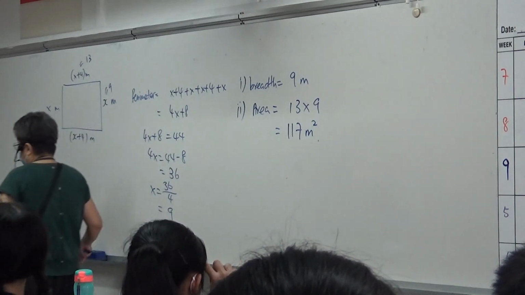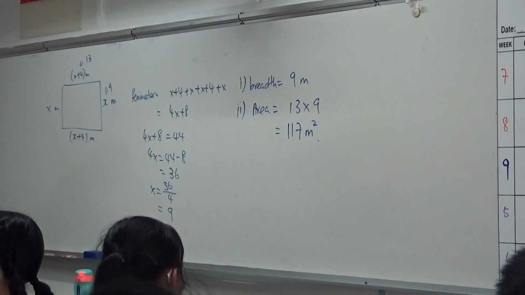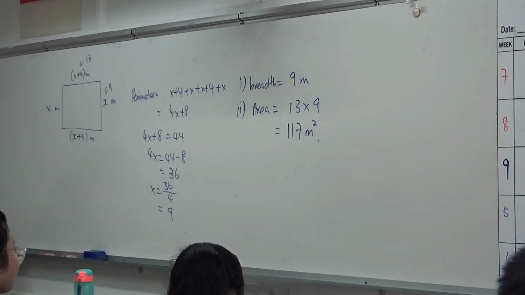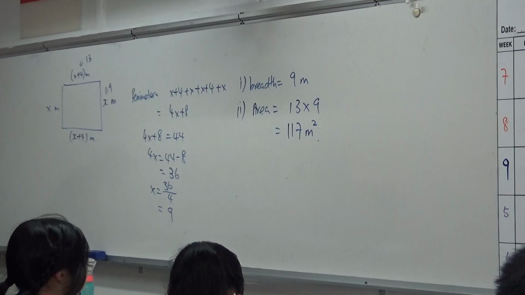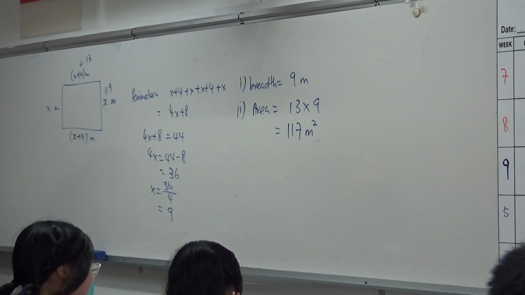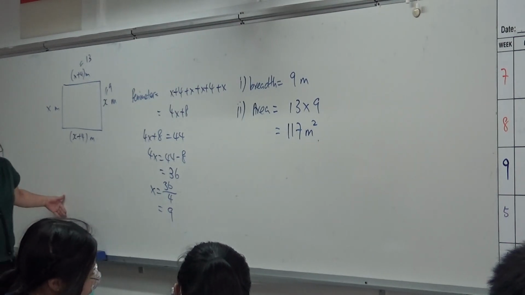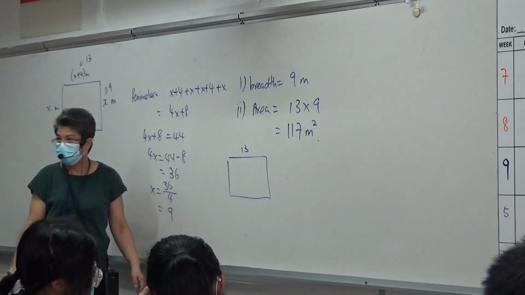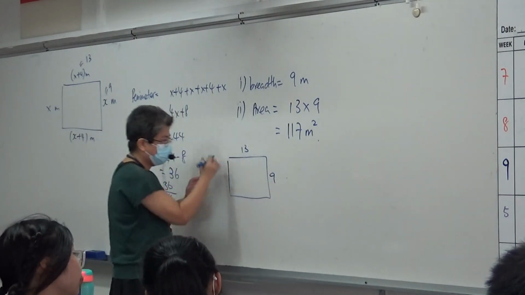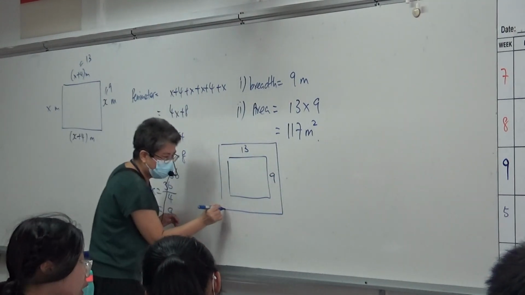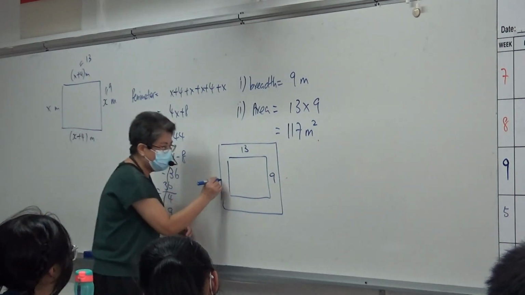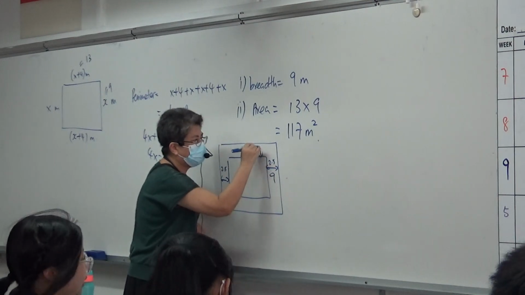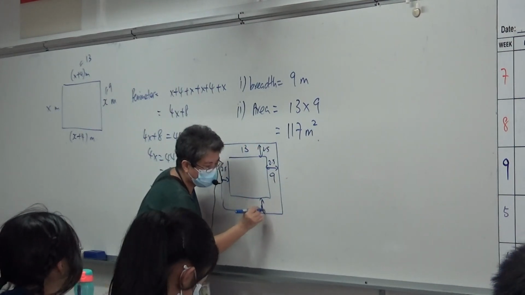Alright, now let's take a look at part B. The field is surrounded by a path, a cement path of width 2.5 meters. Calculate the area of the path. Okay, I'm going to redraw this. This is 13, right? This is what? 9. It is surrounded by a cement path, right? What is the width here? The width is what? 2.5, right? All this is 2.5, correct?